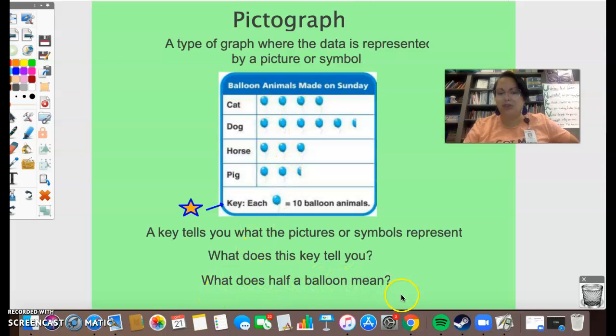Now, what is this saying? What does half a balloon mean? You notice at the end of the dogs and the end of the pigs, there's a half balloon. How many do you think that's going to be? Yeah, 5, because half of 10 is 5, right? And so pigs would have 10, 25. So sometimes they'll do that where a half symbol will mean half. They won't usually go smaller than half because it gets a little hard to tell. But that's something you might see.